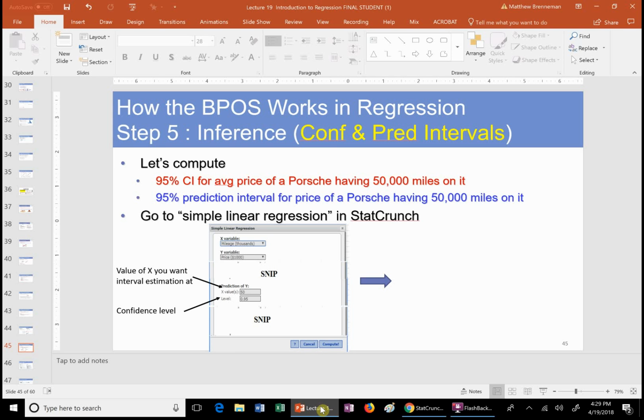For the prediction interval, it's exactly the same wording except what? I take out the word average, right? So now I would say that I'm 95% confident that the value, not the average value, of a Porsche with 50K miles is between 26,500 and 56,700. Okay? So that's the difference between prediction and confidence interval when we're doing regression.